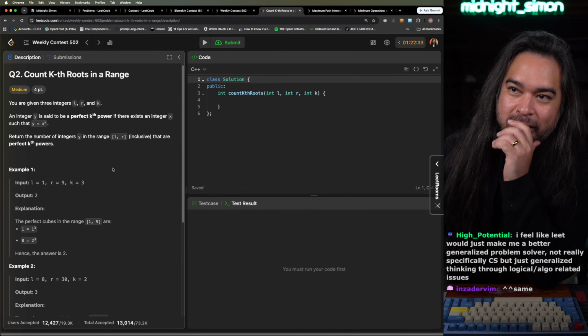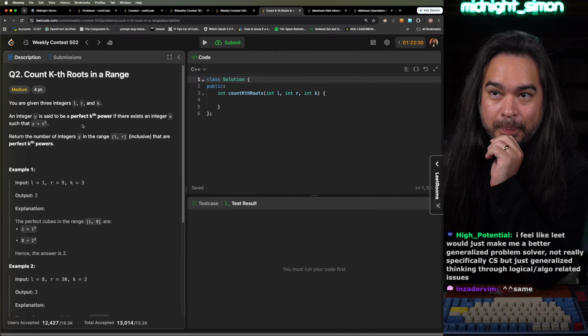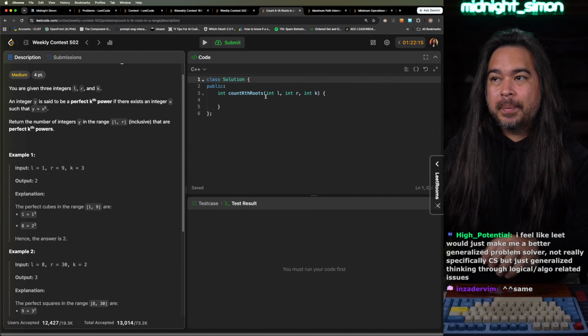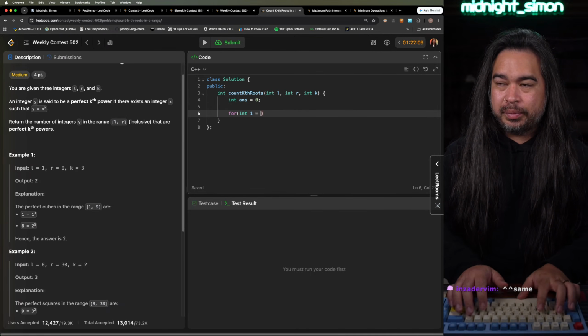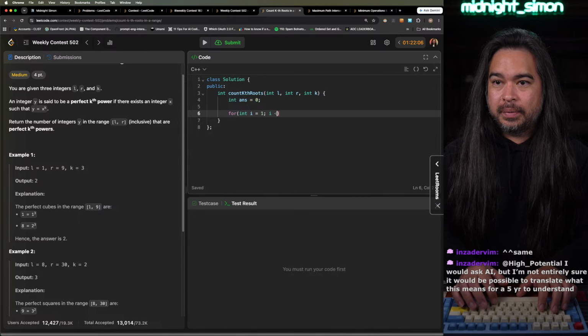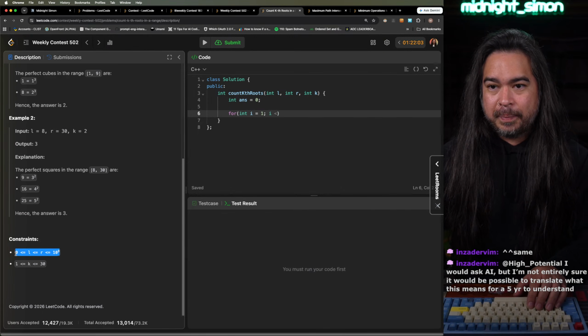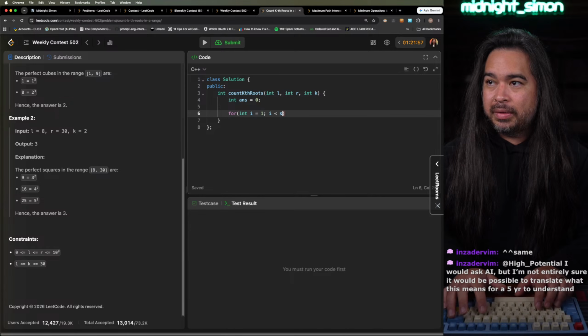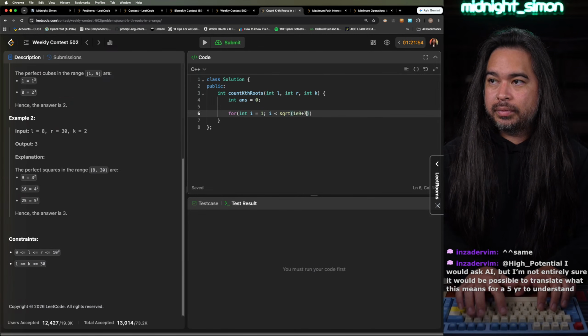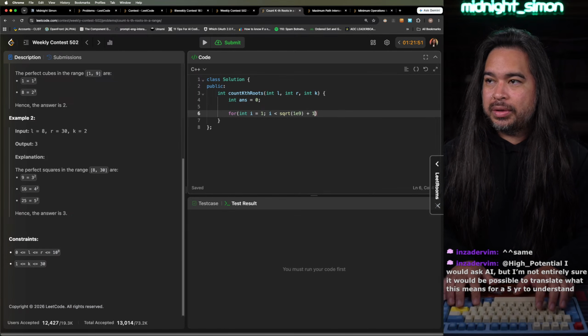All right, let me try and understand what this problem is asking. So, perfect kth powers. So I just brute force or something. Let me see what these constraints are. So 1 billion. What's 1 billion squared? Should I just, like, square root plus 1?